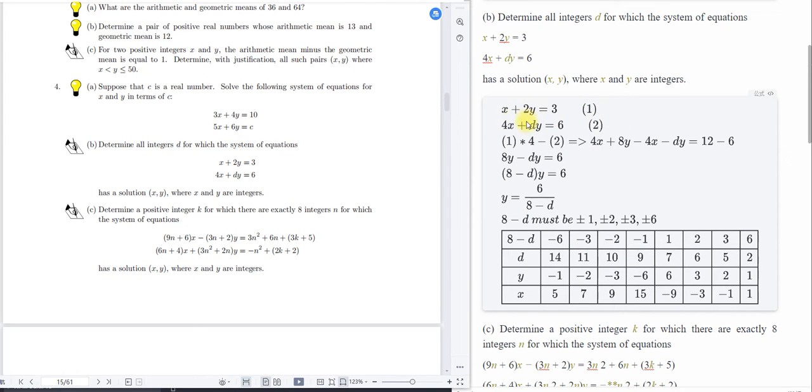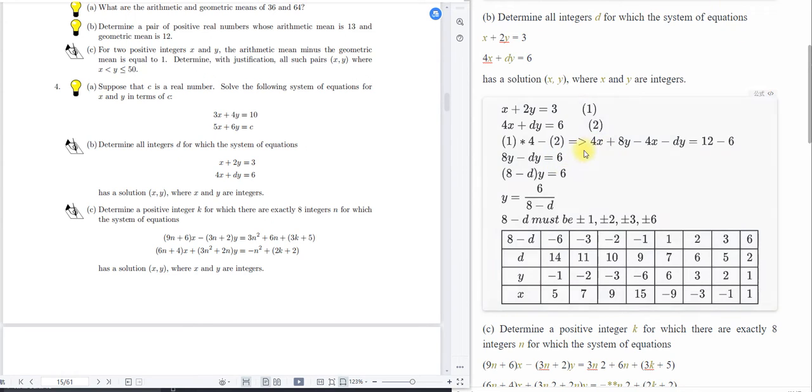We have these two equations, equation 1 and equation 2. I want to get rid of x first. So equation 1 times 4, minus equation 2. It's 1x times 4 is 4x, 2y times 4 is 8y, minus 4x minus dy, equals 3 times 4 is 12, minus 6.